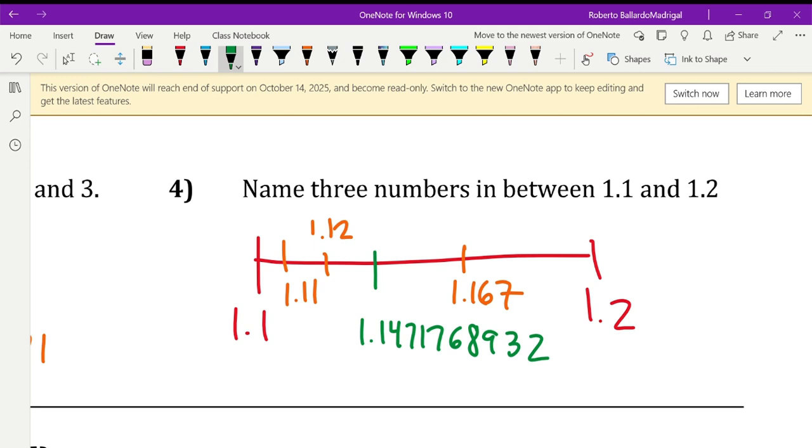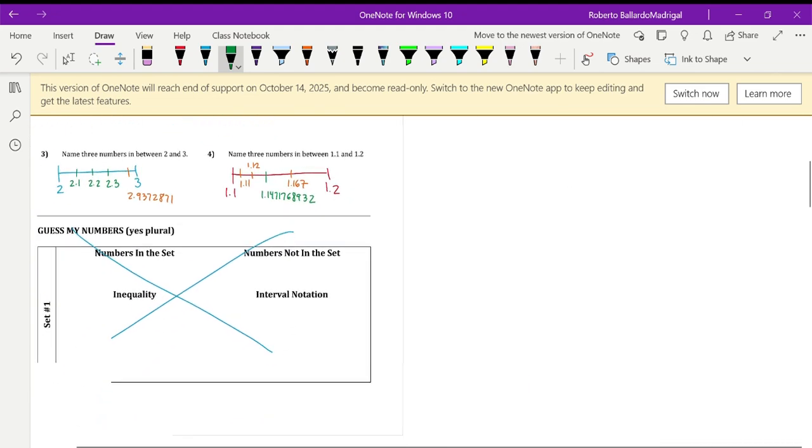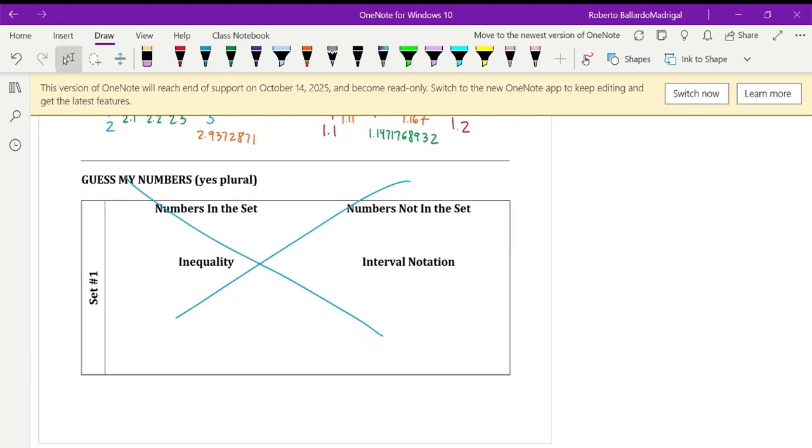All right. So that concludes the warm up. Let's go ahead and skip the guess my number activity. We're not going to be doing that. So you can cross it out like that. Just exit out. And we're going to go straight to the guided notes. Okay.